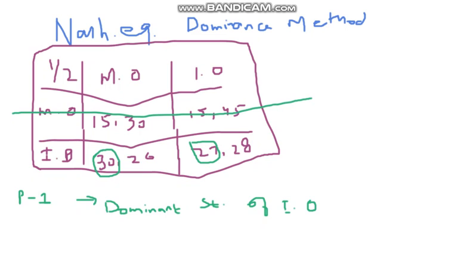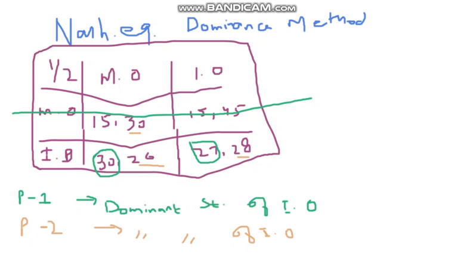Now moving towards the player 2, the player 2 has got the payoffs of 45 and 28 when it chooses to increase its output. So the player 2 also has a dominant strategy of increasing output, as 45 is greater than 30 and 28 is also greater than 26.